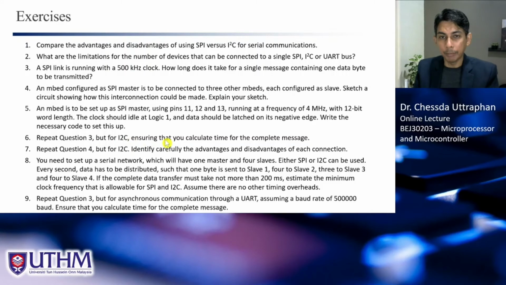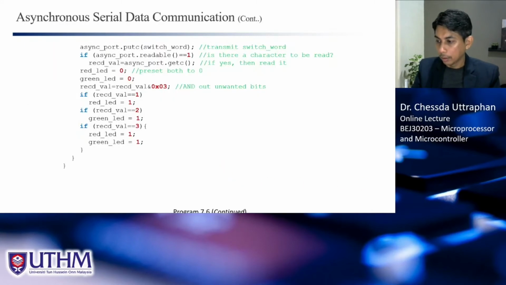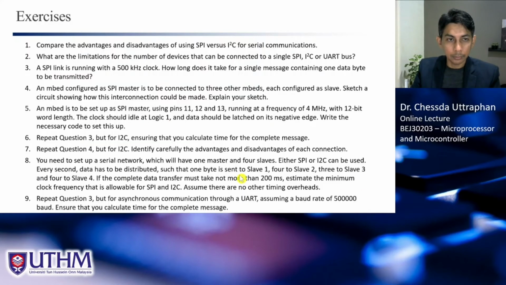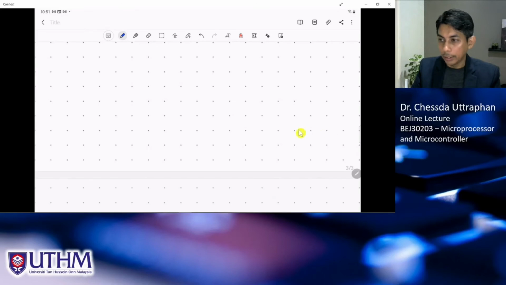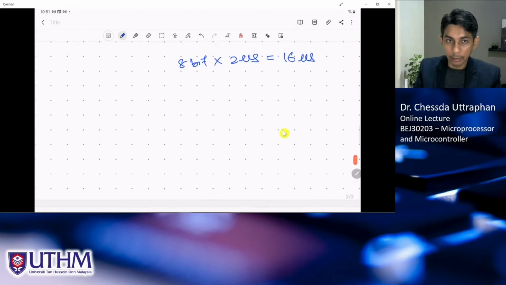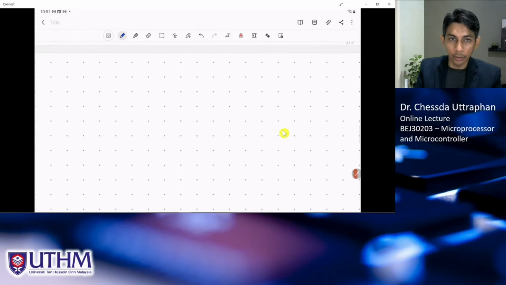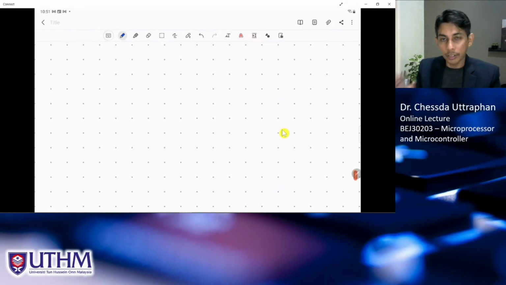So for I2C, remember, the data that we send is not only the data. We need to send the address, the read/write bit. We also have the acknowledge bit. So we need to take that into account also.